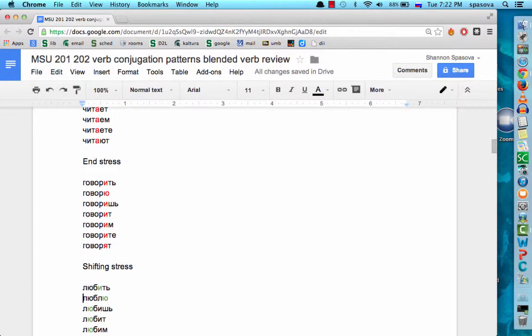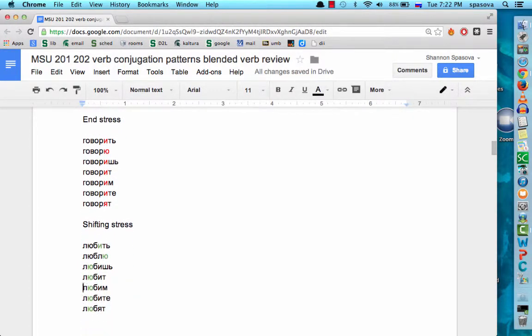Or we can also have shifting stress, and the stress will always shift in the same way. It'll be on the end for the infinitive and я forms, like любить, люблю, but then shift forward for the rest of the forms. Любишь, любит, любим, любите, любят.